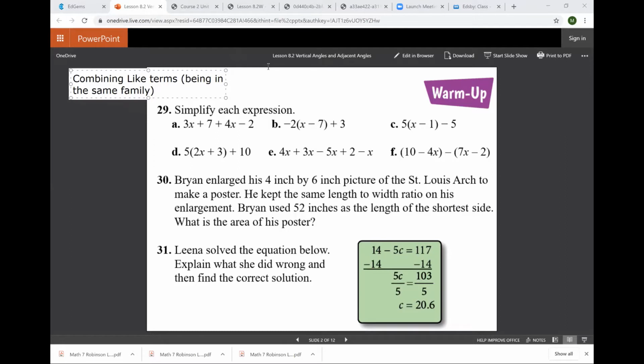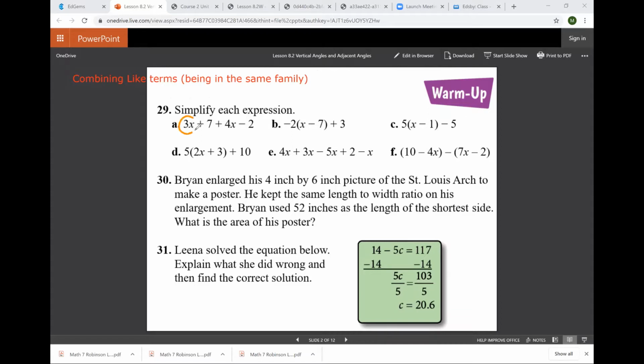So let's look at this, and we're going to change the color of this text so it's black. So combining like terms, which we said was like being in the same family. So let's look at A and let's see if there's any terms that would be considered in the same family. They have exactly the same structure.